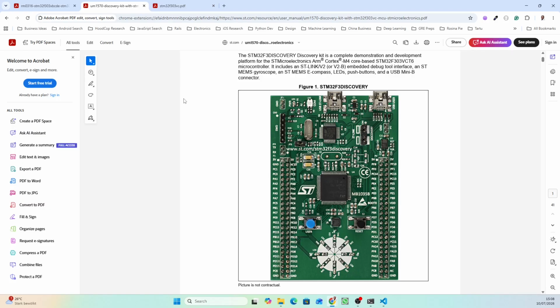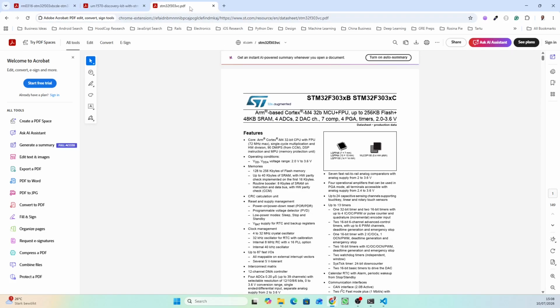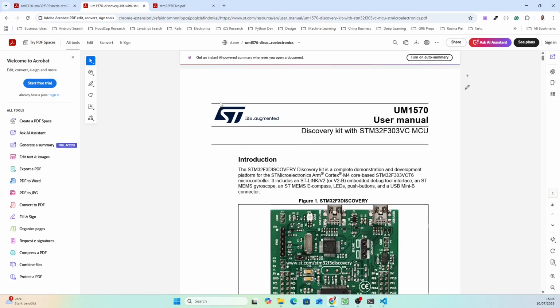But as a recap, you go to the reference manual when you want to know how to use the chip's peripherals, you go to the data sheet when you want to know more information about the chip itself and its limitations, and you go to the user manual when you want specific information about the development board that you are using.